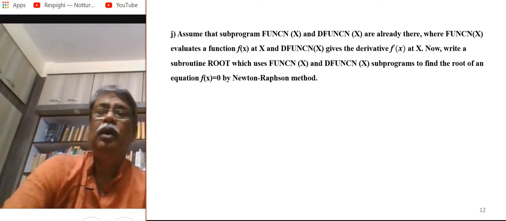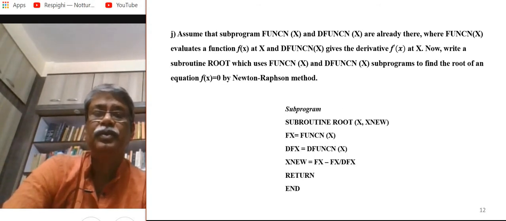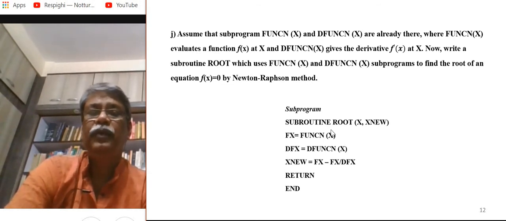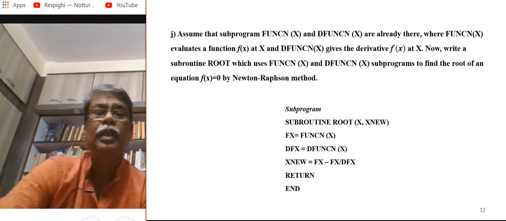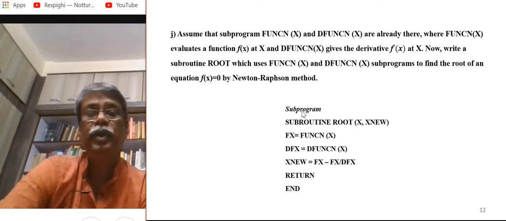So another one is given as a task, that includes the problem of Newton-Raphson actually. Supposing that you have a function for evaluating the function value, funcn, and another is dfuncn, that is the derivative of the function. So the problem goes like this: assume the subprograms funcn and dfuncn are already there, where these two evaluate the function f(x) at x and the derivative f'(x) at x. So you have got the function and derivative values by just calling two function subprograms in your another subprogram, where you are calling these function subprograms to evaluate the x new, which is needed for the Newton-Raphson method.